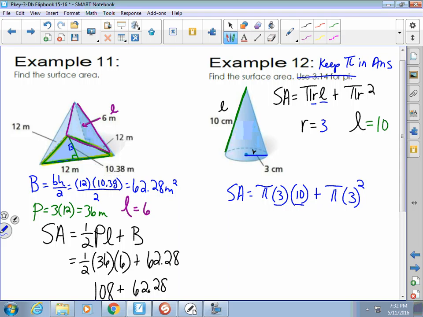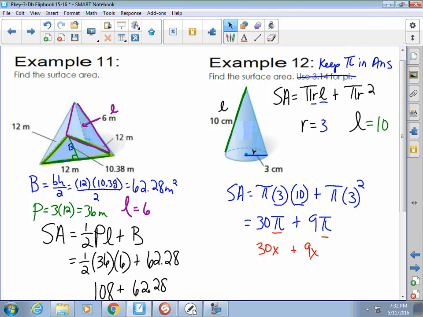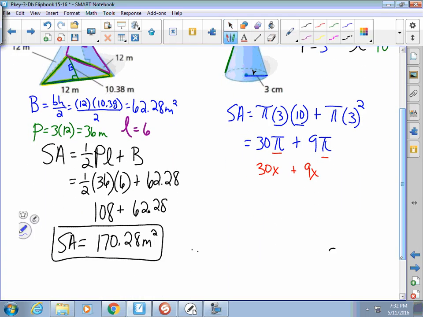Well, I'm just going to multiply my numbers together. 3 times 10 is 30, so that's going to become 30 pi. I'm going to put the pi at the end. Plus 3 squared is 9, so 9 pi. Because we leave it in terms of pi, these are like terms. It's like saying 30x plus 9x. Well, we can combine those, but instead of having x's, we have pi. So our surface area is 39 pi. And we have centimeters. Put that at the end. Squared.